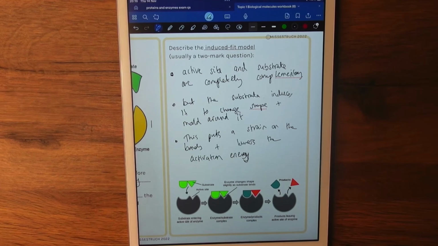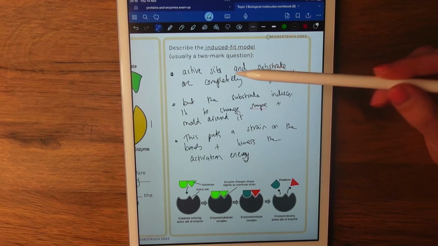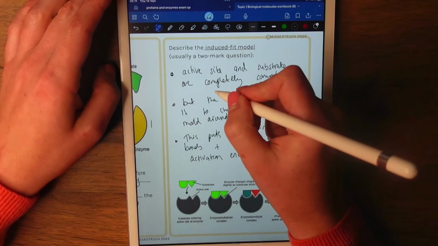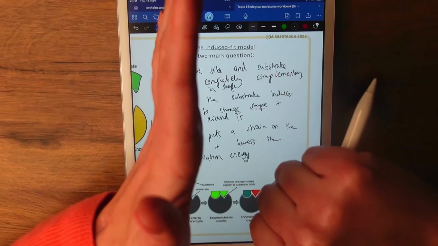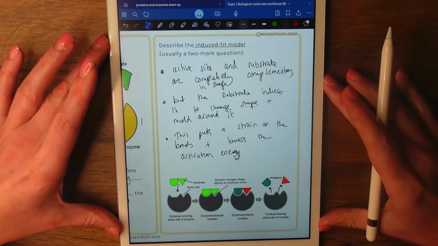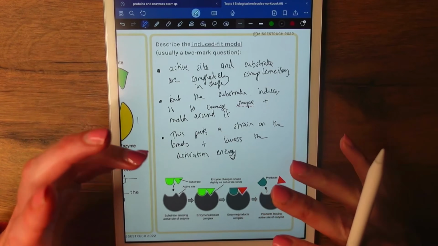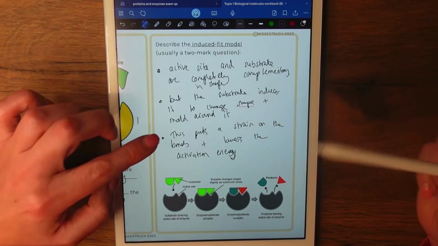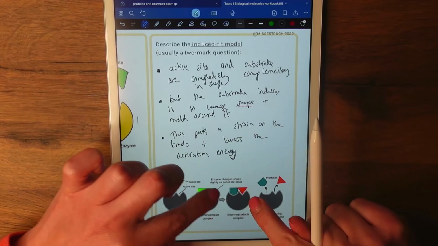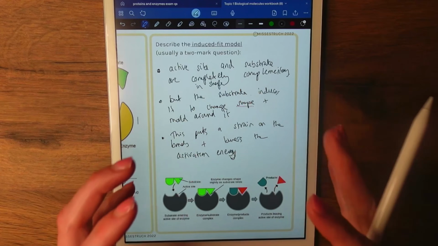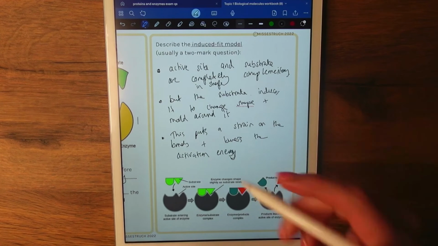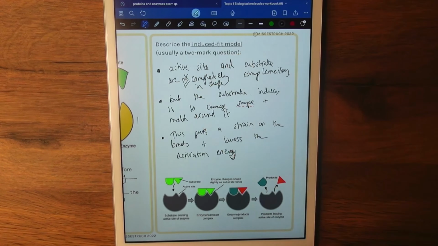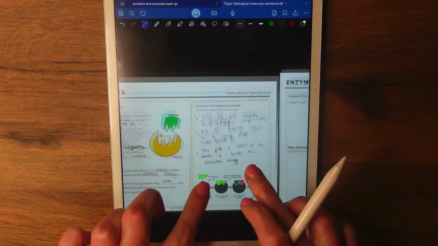There we go. So the key thing that they'd be looking for is the fact that the active site and substrate are not completely complementary in shape, but when the substrate binds to the active site, that then causes it to change shape or mold around it, or induces it. And when it then molds around the substrate, it puts a strain on the bonds. It's kind of pulling it backwards, and that strain lowers the activation energy. So not completely complementary. Good spot. Right, so that's a little bit from the active recall workbook.